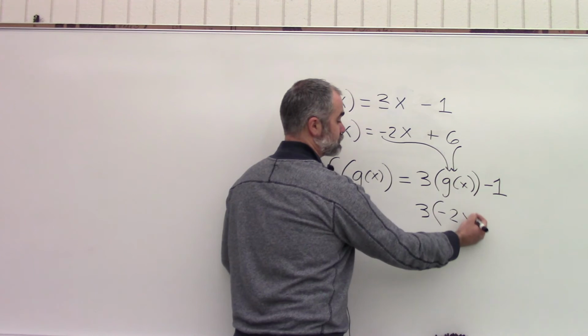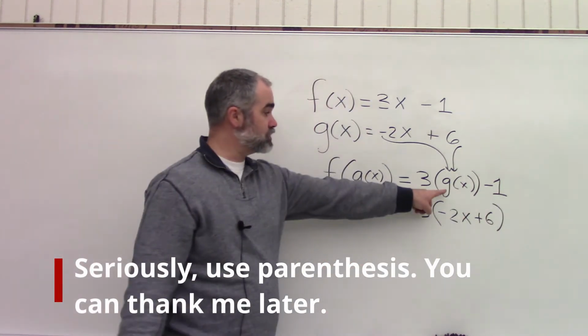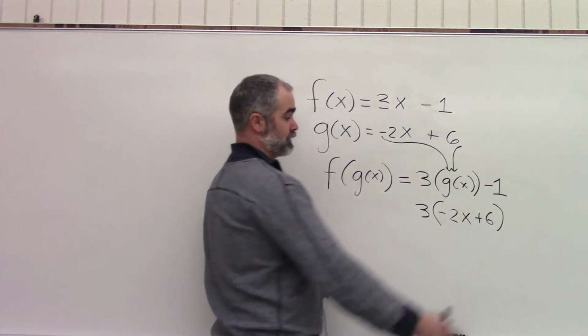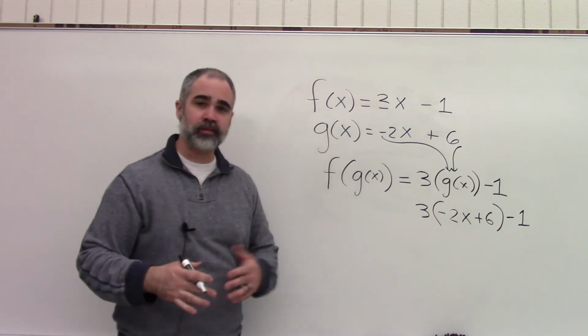Negative 2x plus 6 goes in the whole parentheses because that's what g of x equals. And don't forget that minus 1. Just because there's no x doesn't mean it's not part of the function.